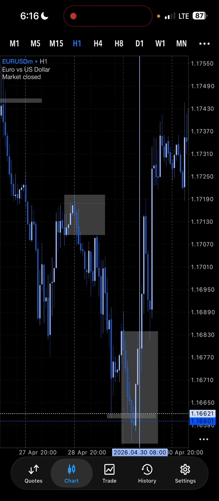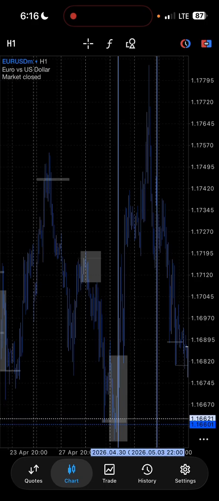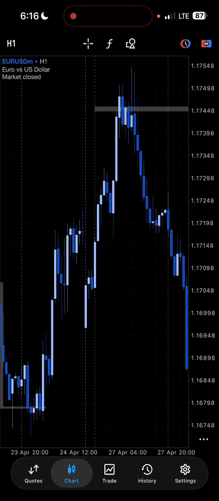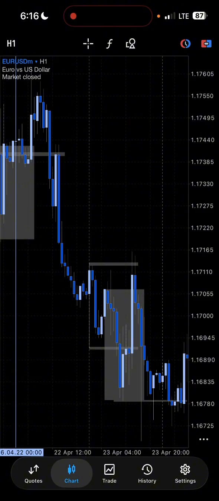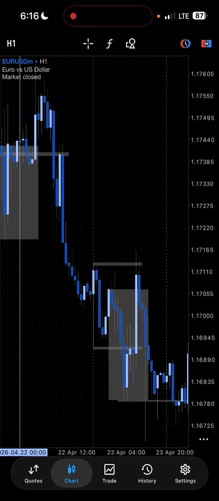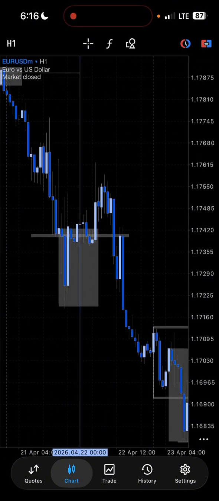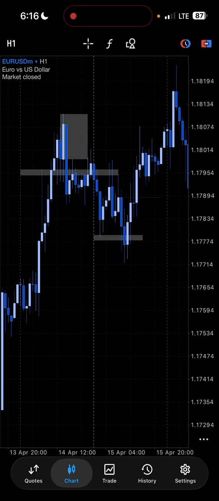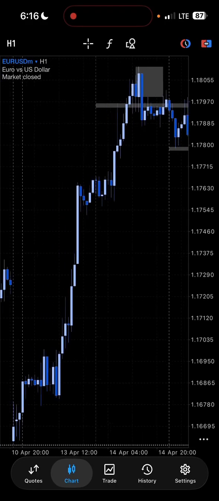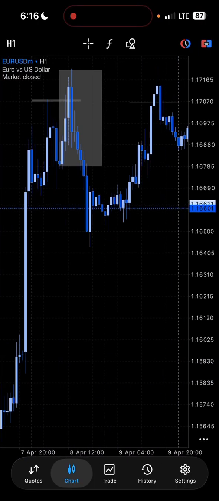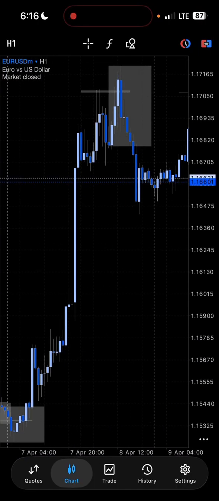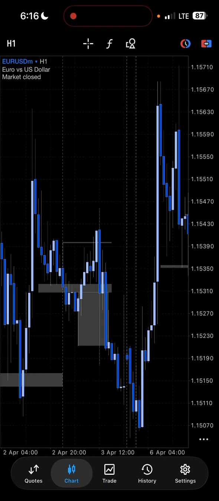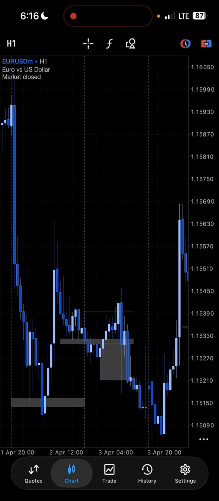So in the month of May, we close with 5R. In the month of April, we are closing with, this is a win, 2R. This is another win, 4R. This is a loss, 4 minus 1, 3. This is also a loss, 3 minus 1, 2. This is a win, 2 plus 2, 4. This is a win, 4 plus 2, 6. This is a loss, that's 5. This is a win, that's 7. This is a loss, that is 6. This is a loss, that is 5.